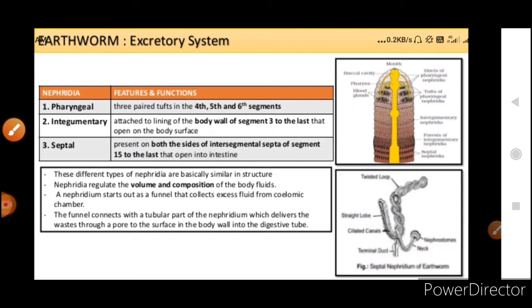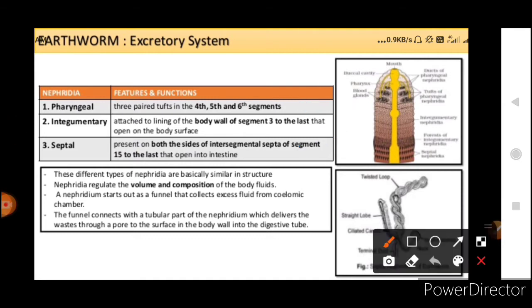So in the excretory system, remember that there are three types of nephridia. First is the pharyngeal, which is present in the fourth, fifth and sixth segment. The second is integumentary, which is attached to the body wall of segment 3 to the last, opening on the body surface; you can see it in the diagram. And septal, which are present on both sides of the intersegmental septa of segment 15 to the last and open into the intestine.